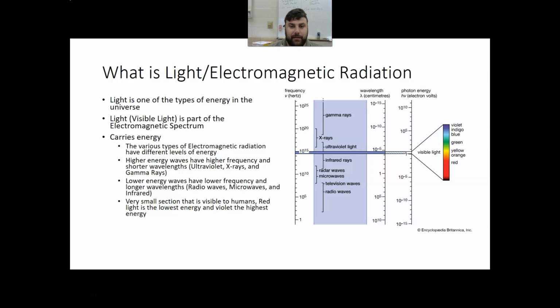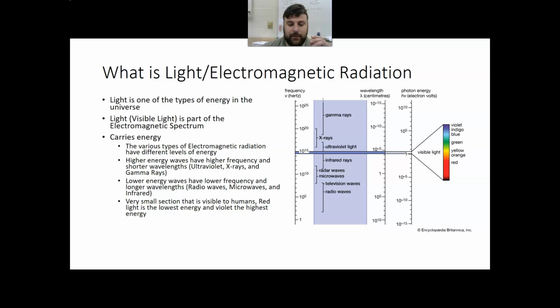And right smack dab in the middle, there's a very, very thin section that we refer to as visible light. We call this visible light because it is visible to the human eye. And this ranges from what we know as red to violet. So we can't actually see infrared light and we can't see ultraviolet light, but we can see in between. We can see our visible color spectrum.